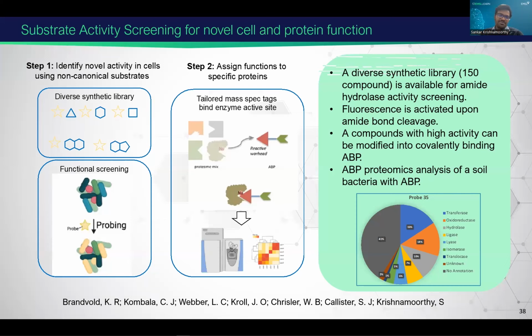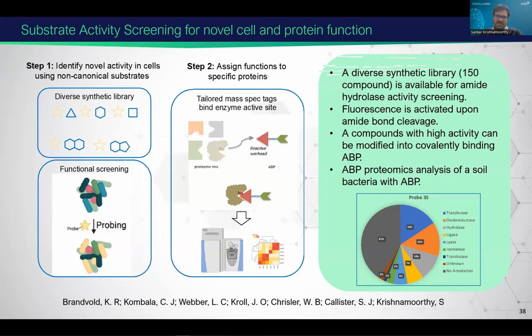You can pick the compounds that have higher activity and modify them into an activity-based probe that covalently binds to the target protein. Then you can enrich that and see the proteins that are actually responsible for this activity. Another thing that you can do is take those high-activity probes and use them in different biological samples to identify which sample has the unique activity that you're looking for.